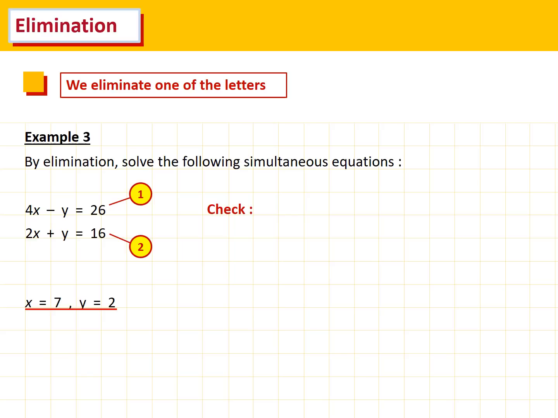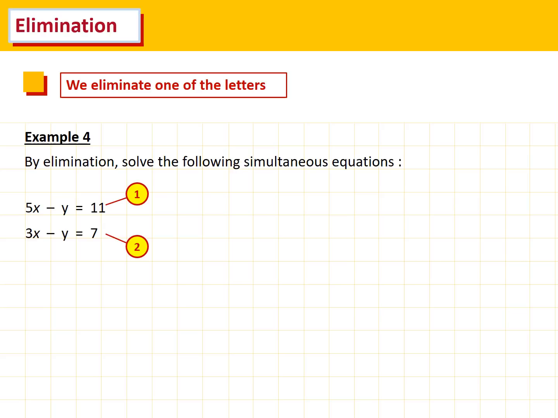And when we come to do our check, 4x minus y equals 26 in equation 1 becomes 4 lots of 7, subtract 2. Does that equal 26? Yes, it does. And in equation 2, 2 lots of x becomes 2 lots of 7 plus 2. Does that equal 16? Yes, it does. We've checked our values. We know they're correct. On to example 4.